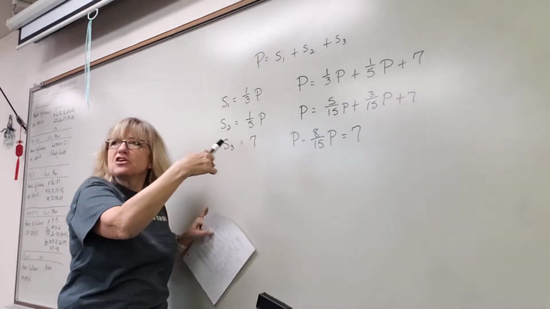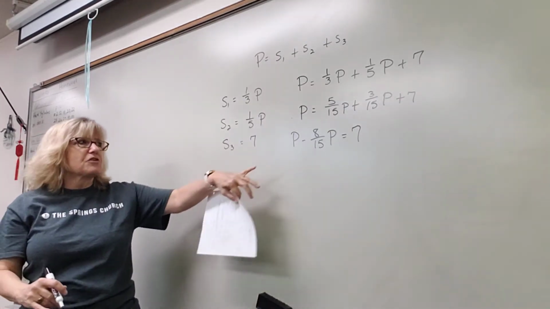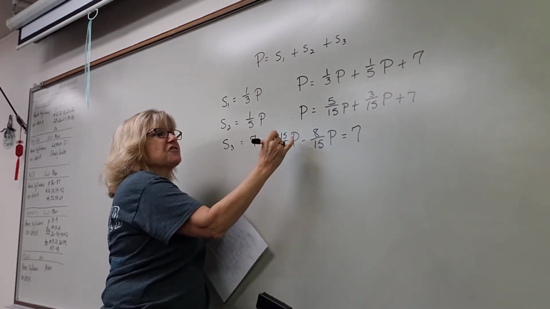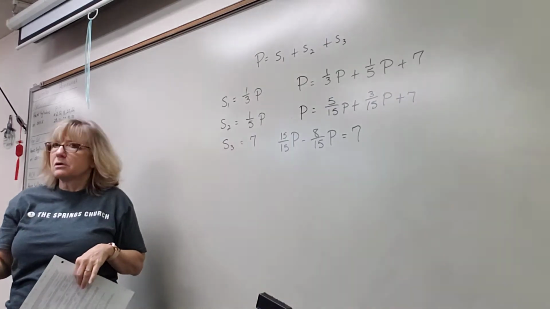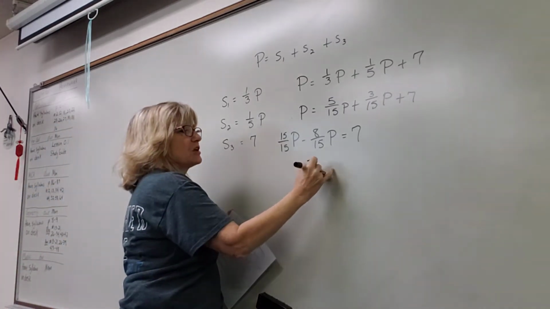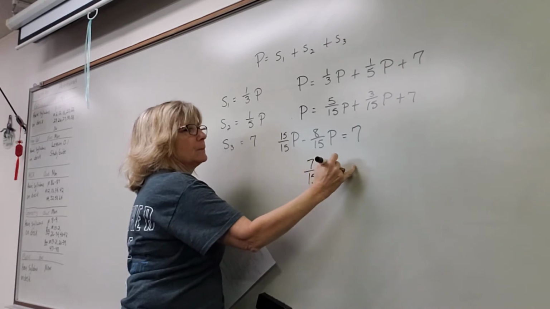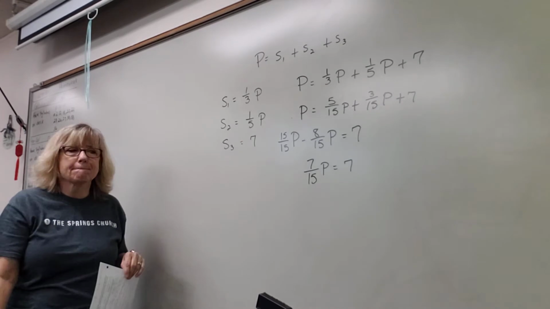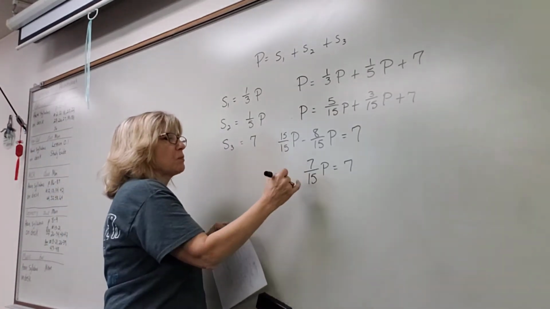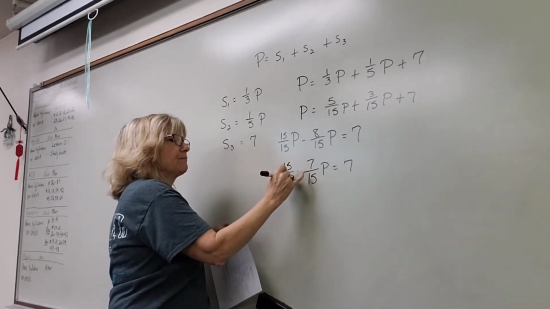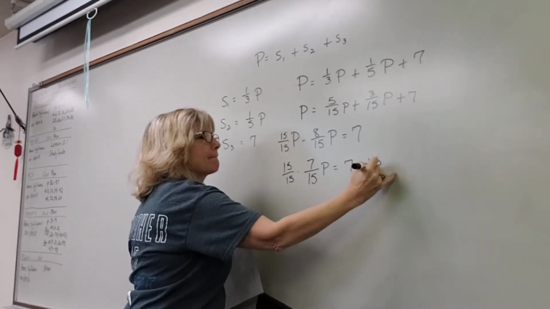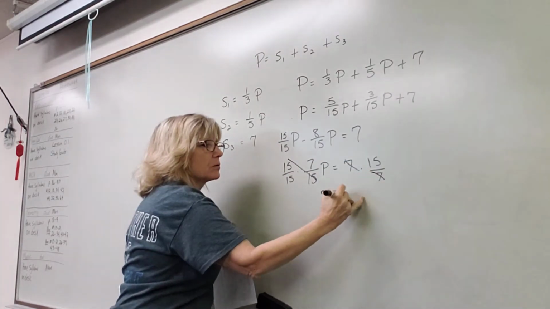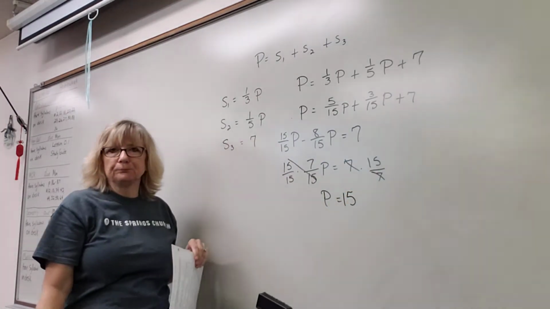Well, this would be 15/15, wouldn't it? So 15/15, I'll just go ahead and put that out in front of it, minus 8/15 would be 7/15P equals 7. Solve for P. Multiply both sides by 15/7. Right, so this goes away, and P equals 15 meters.